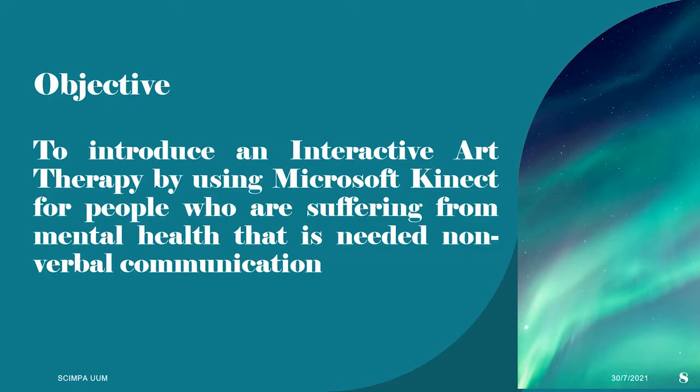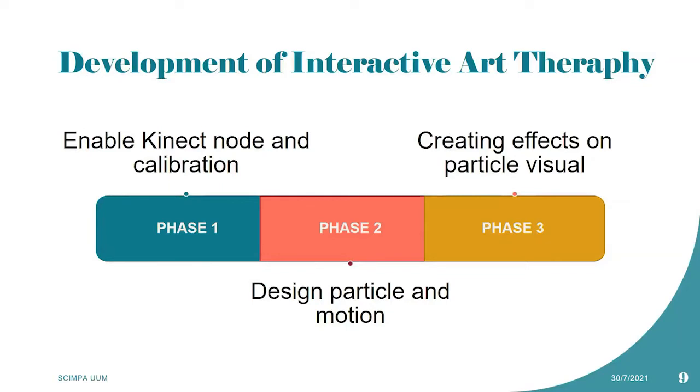In order to conduct this study, we need to develop interactive art therapy. The development of this project is divided into 3 phases: phase 1 is enabling the Kinect node and calibration, phase 2 is designing particle and motion, and finally the third phase is creating effects on particle visual.